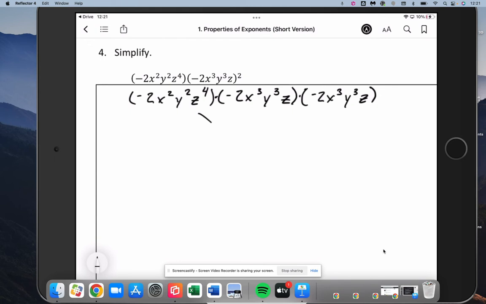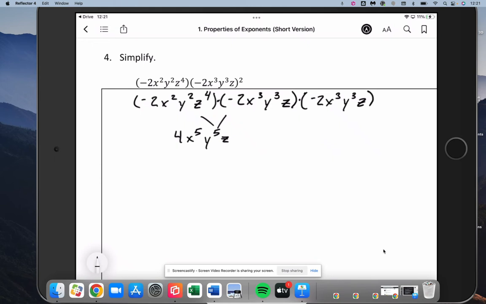So we'll tackle this one just like we have the ones before. Negative 2 times negative 2 makes positive 4. X to the power of 2 and x to the power of 3, I add those exponents, I get x to the power of 5. Y to the power of 2 and y to the power of 3 makes y to the power of 5. Z to the power of 4 and z to the power of 1 makes z to the power of 5.